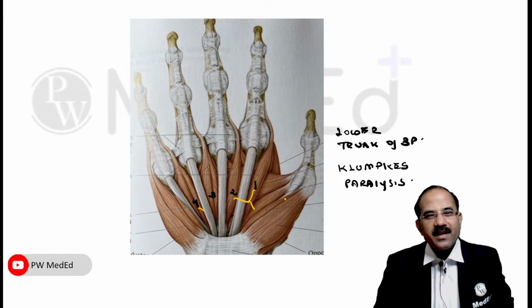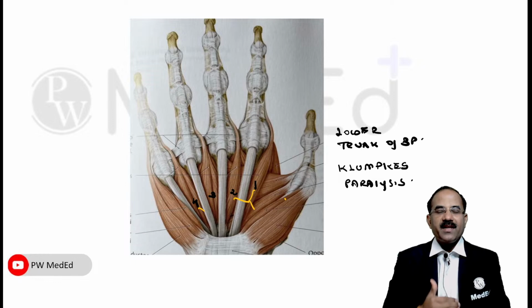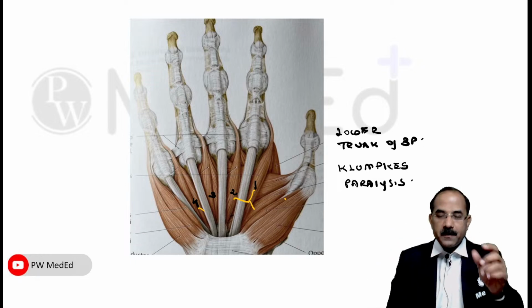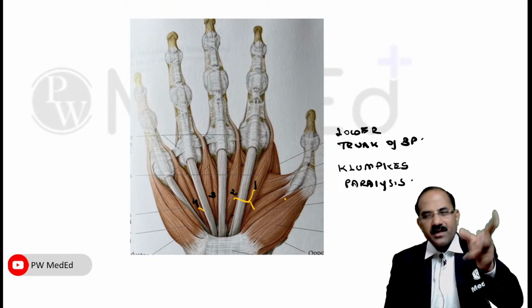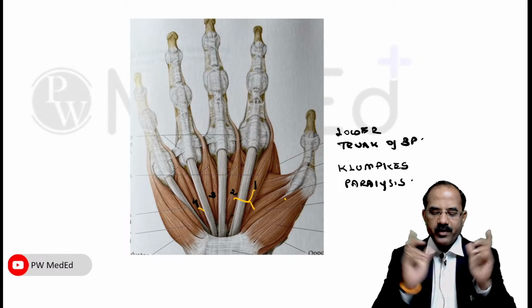You know Erb's paralysis, right? Erb's paralysis is injury to which trunk of the brachial plexus? Upper trunk. And what happens with injury to the lower trunk? Klumpke's paralysis, in which median and ulnar nerves are injured and you get a complete claw hand. Fine, perfect, children, perfect.